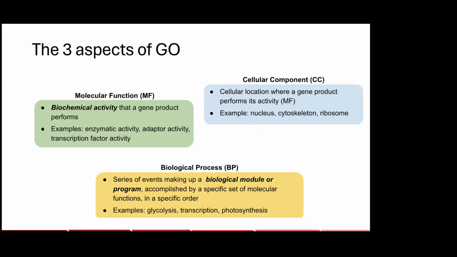Secondly, there's a component. Where does the gene product act? So in the nucleus, in the cytoskeleton, in the ribosome, mitochondrion, and so on and so forth. And finally, the third aspect or root is biological process. This is kind of the biological module or program that is accomplished by a specific set of molecular functions. So you can imagine you have a number of gene products that act together to perform some biological goal, like glycolysis or transcription or photosynthesis or signaling or development of a specific organ.